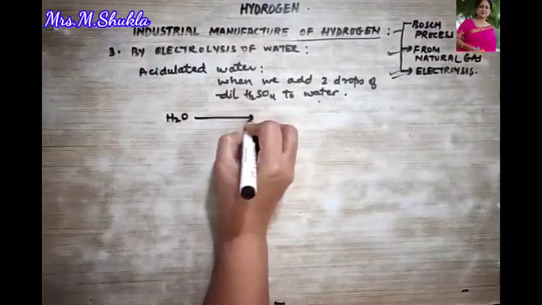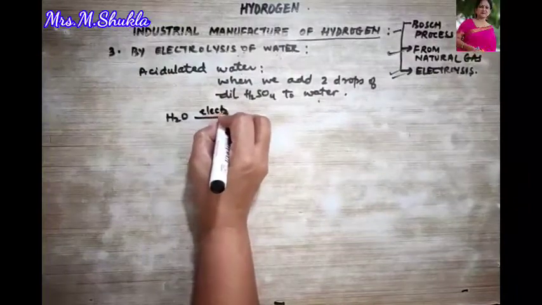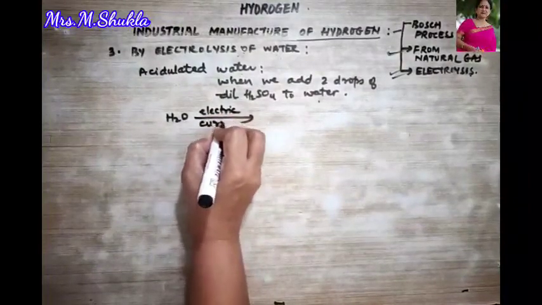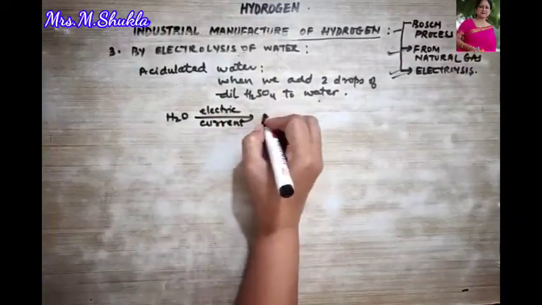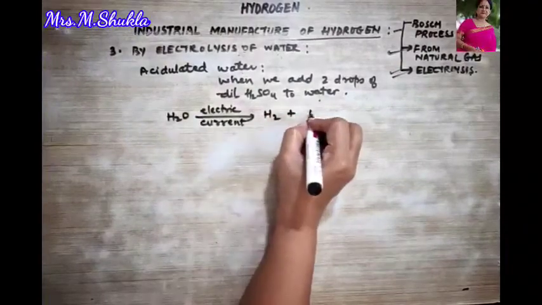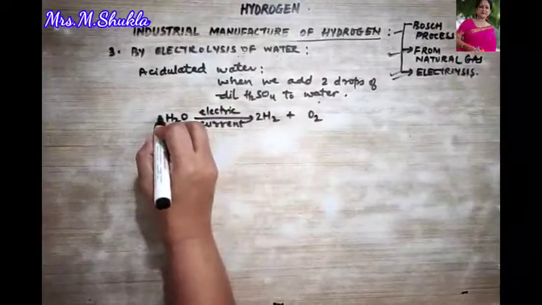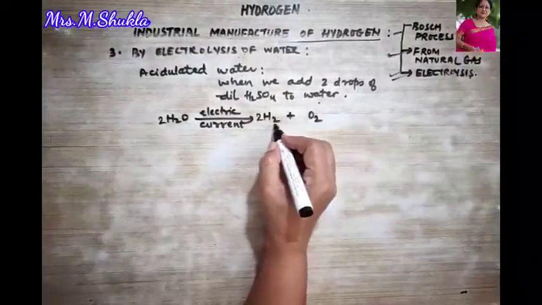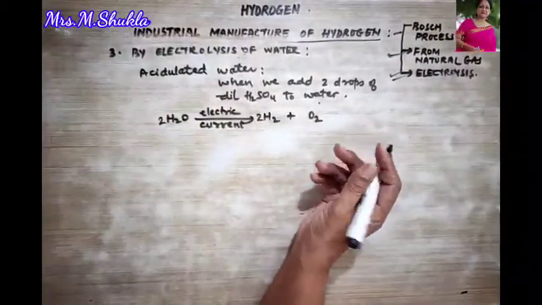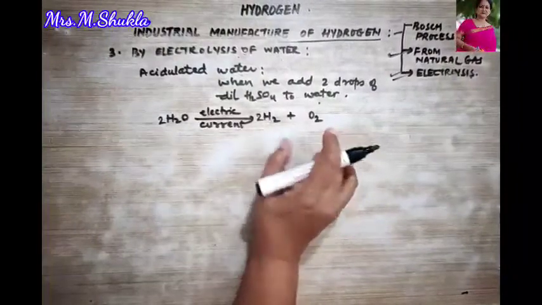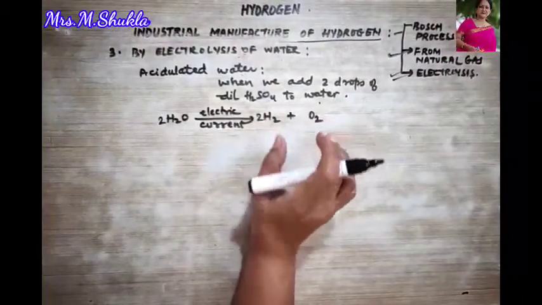Right? When the electric current passes, what is it going to give? It is going to give hydrogen and it is going to give oxygen. If we balance this, we get 2 parts of hydrogen and 1 part of oxygen. Clear? Now where do we obtain this?